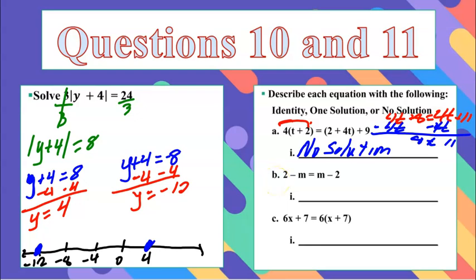Letter B, 2 minus m equals m minus 2. Now these are not the same because one of them has a positive 2, the other one has a minus 2. One has a minus m and the other one has a positive m. So those are not the same, so it's not identity. So let's get the m's to one side. If I add m to both sides, we now have 2 equaling 2m plus 2.